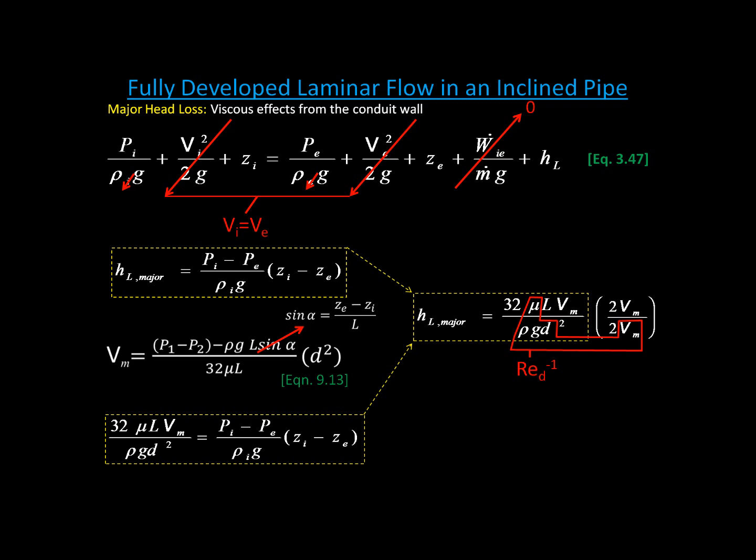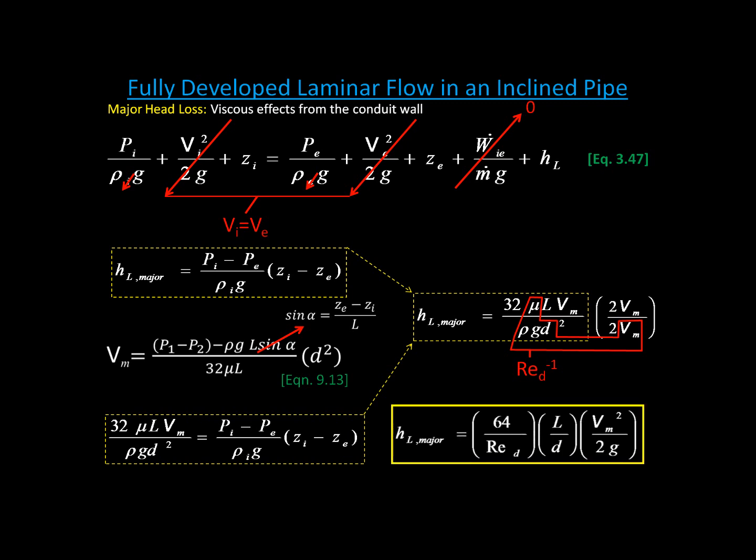So I can rewrite major head loss in terms of the Reynolds number, and I get the equation you see here. My major head loss is 64 over the Reynolds number for internal flow, hence that subscript D, times the ratio of the length to the diameter times, and look at that, we get the mean velocity squared over 2g. It looks just like velocity head, right? So this is equation 9.22 for major head loss, but this is for laminar flow only. So let's hold on to that equation and let's move on.